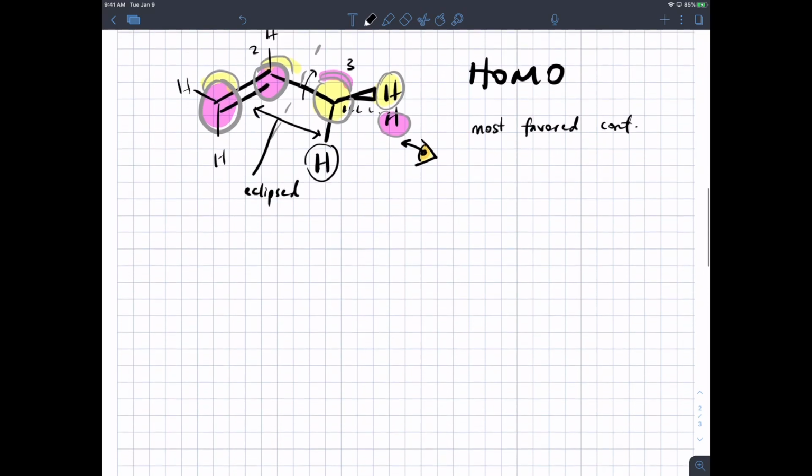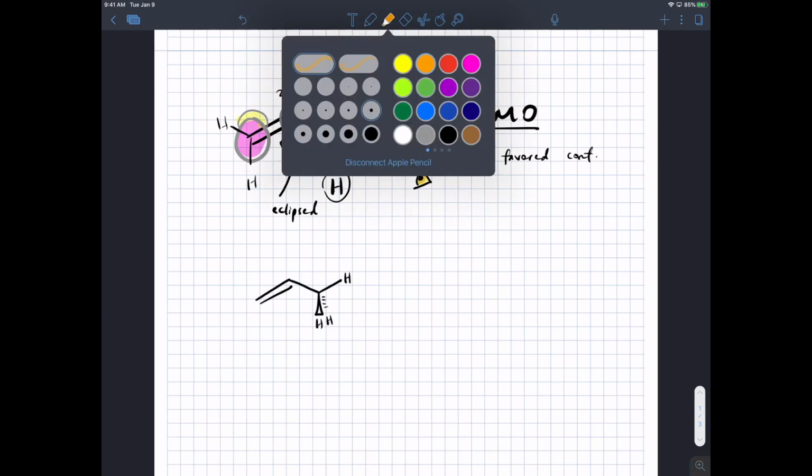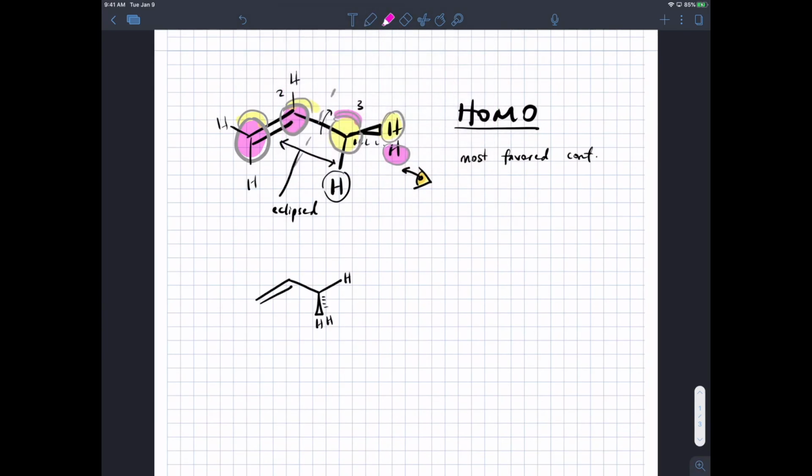And the answer is the alternative has a weird sort of secondary orbital mixing effect that's unfavorable. So just imagine, again, this is the HOMO of propene. So imagine we make it so that the double bond is now gauche to those carbon-hydrogen bonds, and the other carbon-hydrogen bond is anti to the double bond.